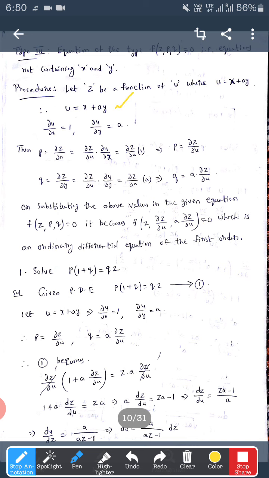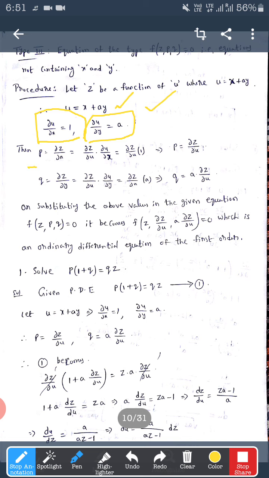solution u is equal to x plus ay. From this I will find dou u by dou x is equal to 1, and dou u by dou y is equal to a. That means if you differentiate u partially, we get dou u by dou x is equal to 1 and dou u by dou y is equal to a.